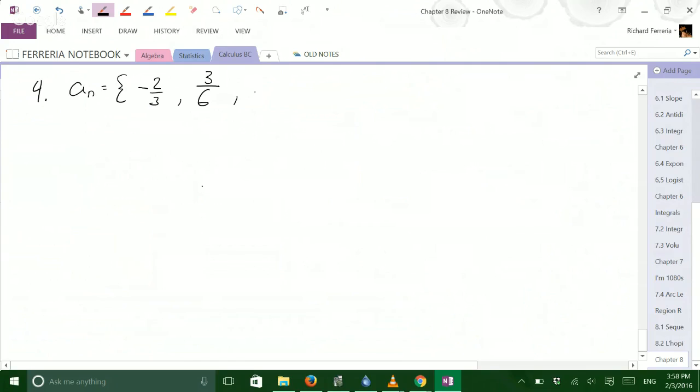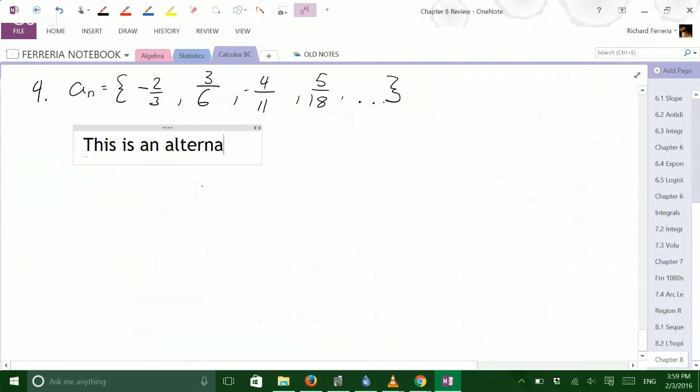Okay, n equals 3. We have negative 4 over 11. Okay, and let's do one more. 5 over 18. So that's my sequence. Now, there's a couple things to note. The first thing to note would be this is an alternating sequence.